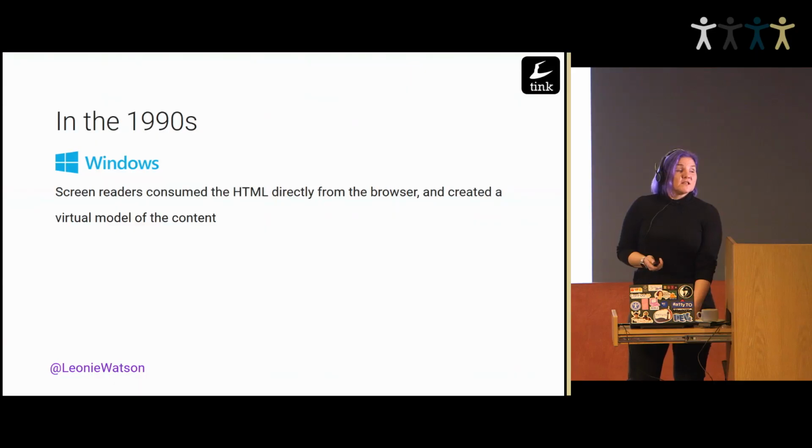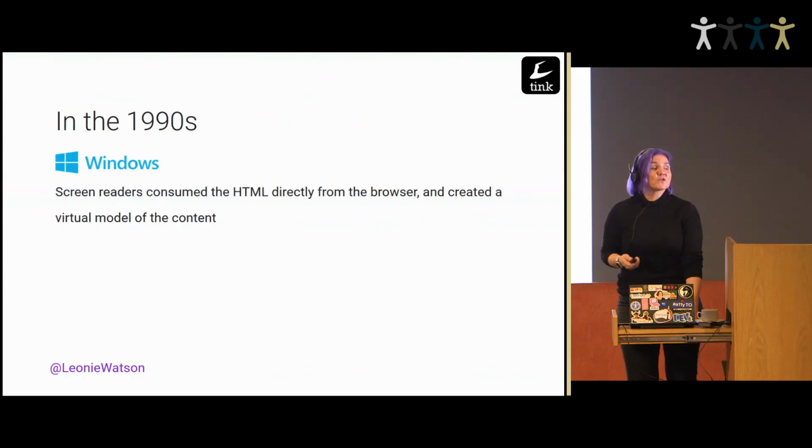In the late 1990s, there were only screen readers for Windows. They were all proprietary. There was a screen reader for the Mac operating system, but they stopped producing it. It was a third-party application. They stopped producing it in about 1997. So for the best part of a decade, Windows was the only choice for screen reader users.